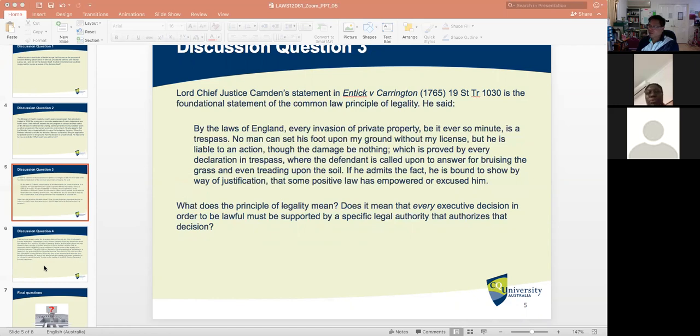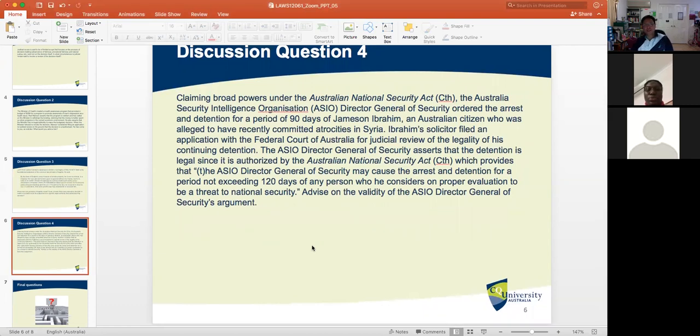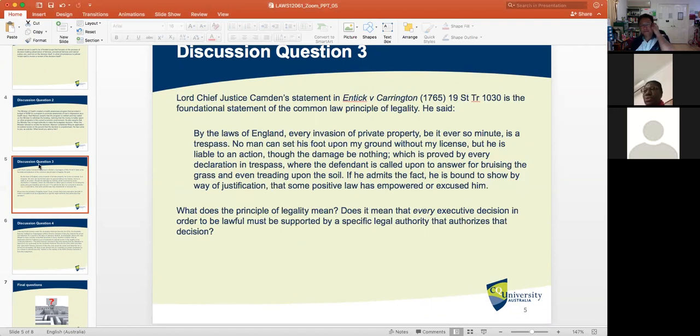Okay, question 4. Edward, can I ask you to read this question for us? Yeah, sure. So can I just ask another question about the one we were just looking at? Yes. So were you saying that prerogative power or the powers under Section 61, would those be specific legal authority for an action which infringes someone's rights?